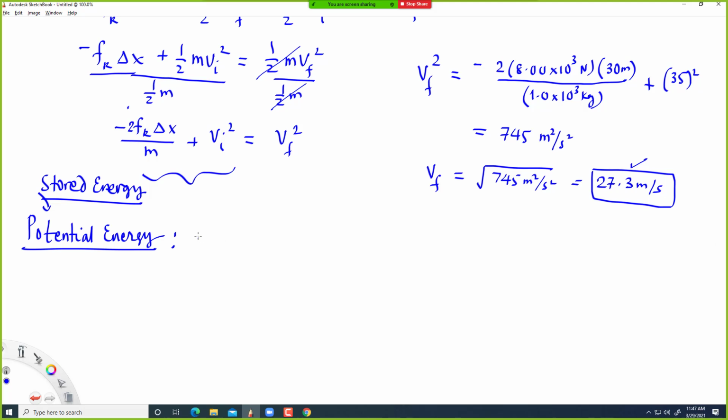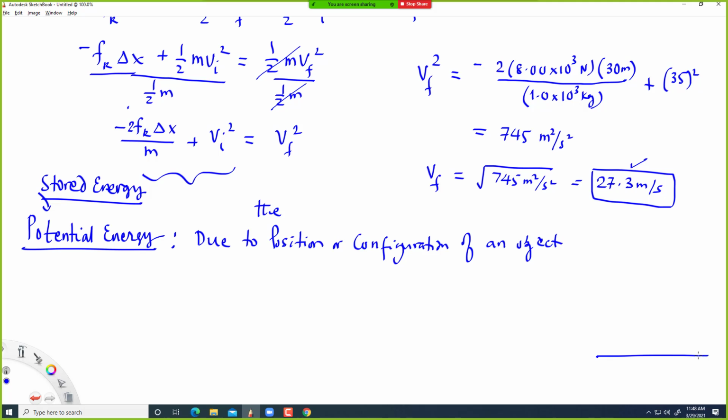And this stored energy comes due to the position or configuration of an object. So for example, let's say you have this surface and you have an object on the surface. You lift the object to some height, to height h. Now, because of this configuration, this object will have an energy, and that energy is called potential energy, PE. So this potential energy is due to this configuration, due to the height.